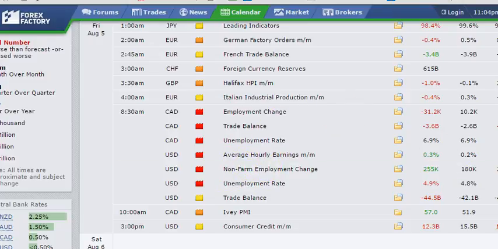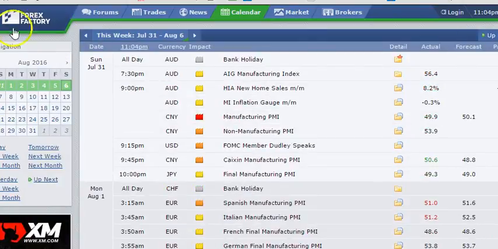So again, go to forexfactory.com, click on the calendar tab. At the beginning of every week, you should do this anyway. Have a quick look to see what major events are coming up for the following week.